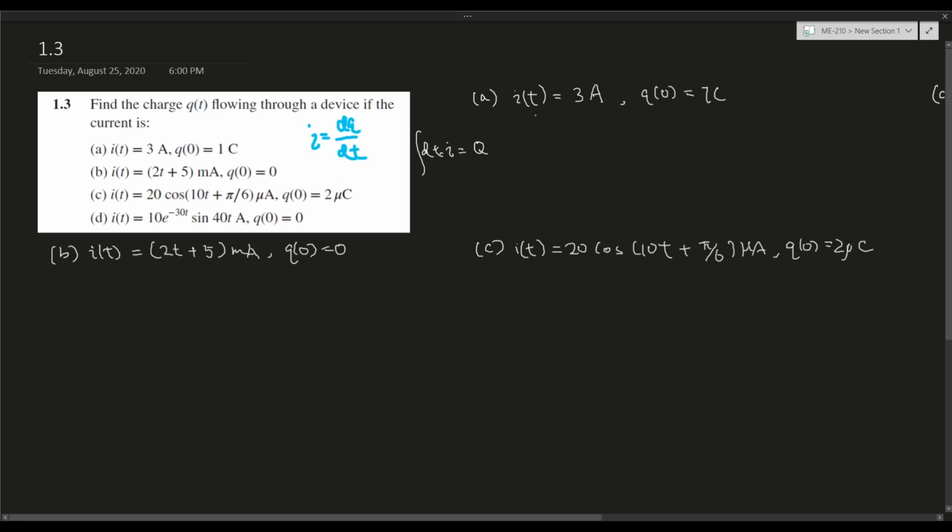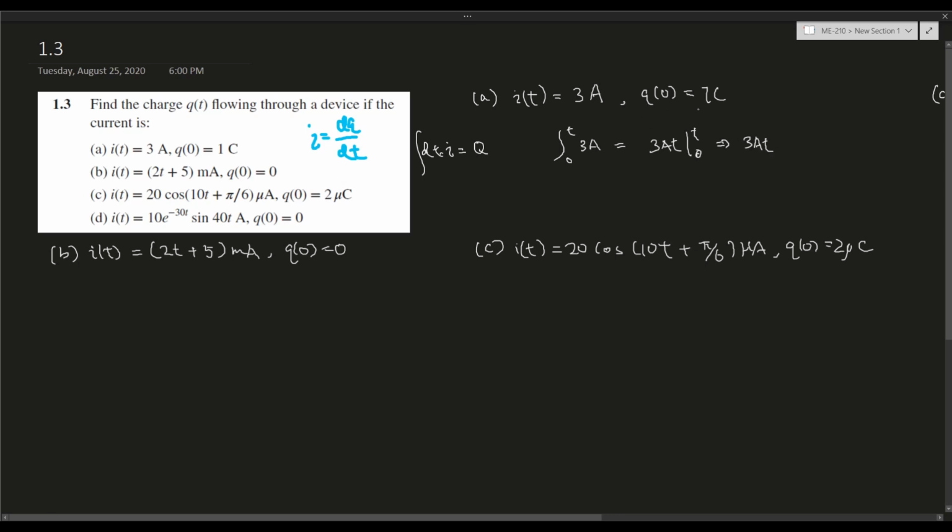Okay, so let's start with question A. We take the integral from 0 to T of the equation over here, which is 3A. The answer should be pretty straightforward. It would be 3AT evaluated from T to 0. I'm just going to simplify it over here. I think you know how to solve this equation. In the end, it will give us 3AT.